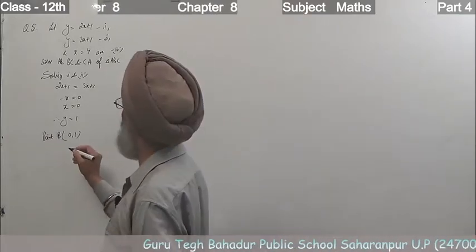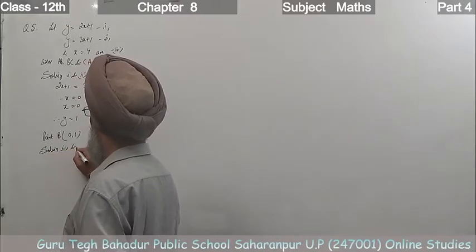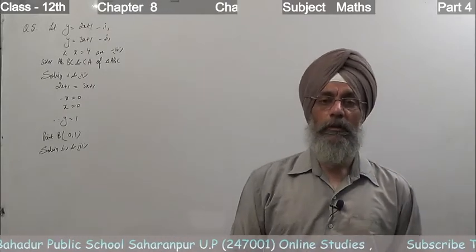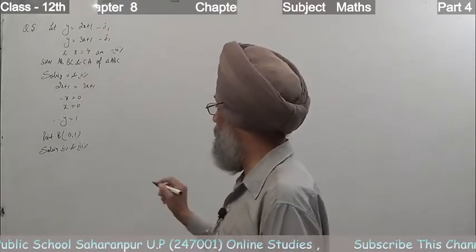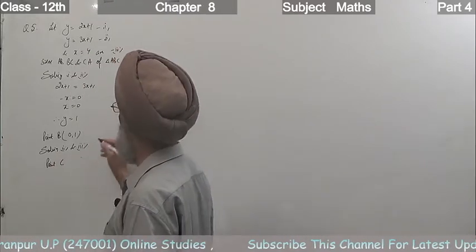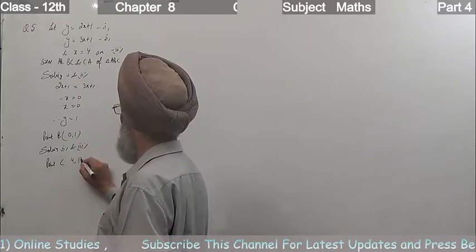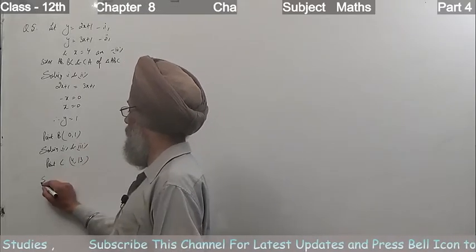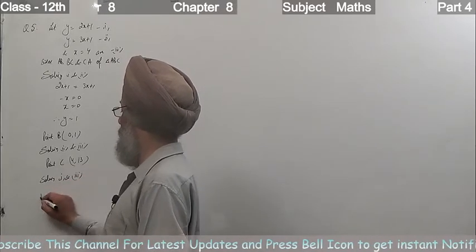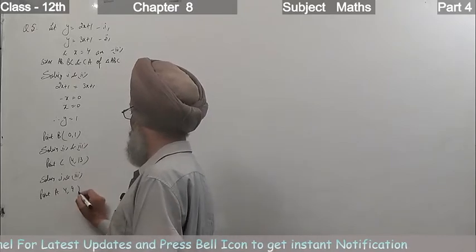Now solving second and third. The second represents BC, the third represents CA. The point in common is C here. So point C comes out as x is 4, y is 13. Solving first and third, the point is A, x is 4 and y becomes 9.